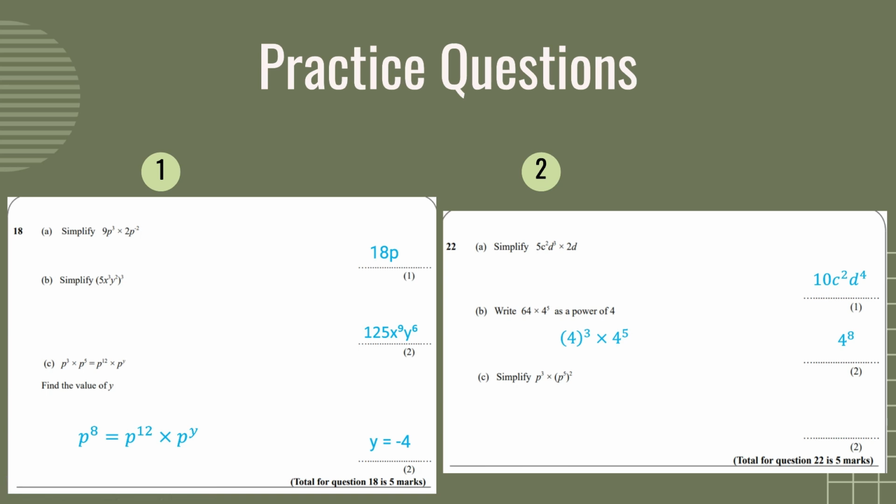In part C, we are asked to simplify p cubed times p to the power of 5 bracket squared. As it is inside the bracket, we must first multiply 5 by 2 to get p to the power of 10. And then as our base letters are the same, we use simple addition to get p to the power of 13 as our final answer.